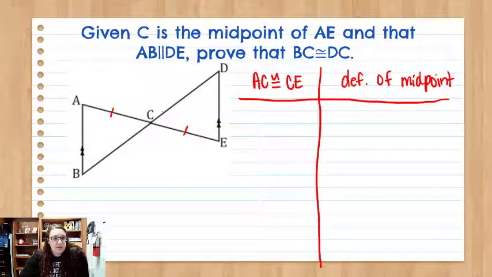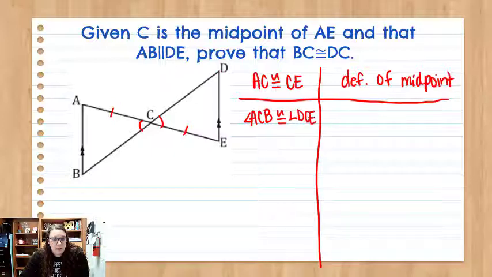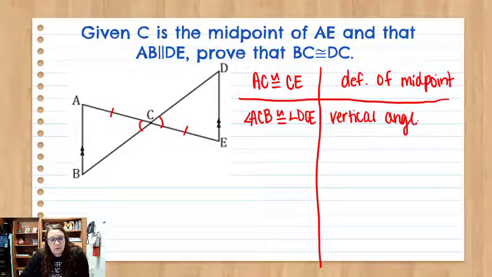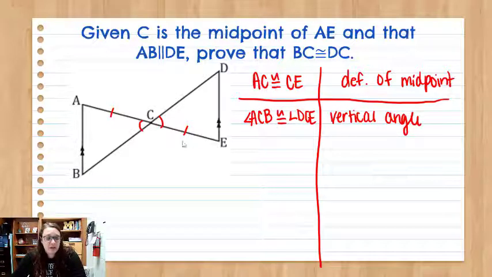My next part that I can do, again, I'm going to try to do angle side angle. I can do this angle next. I'm going to do the reflexive angle we're given here, which is that angle ACB is congruent to angle DCE, and that is the vertical angle. Alright, so I've got a side, I've got an angle. Let's show our other angle.